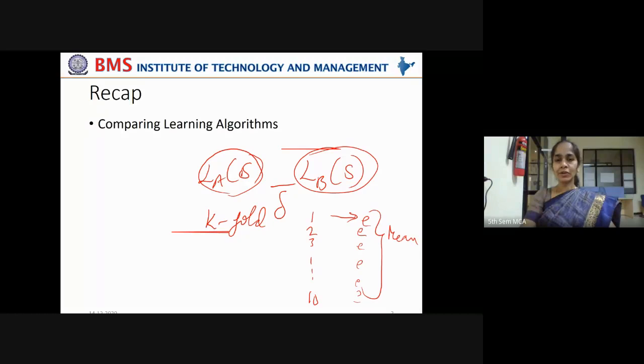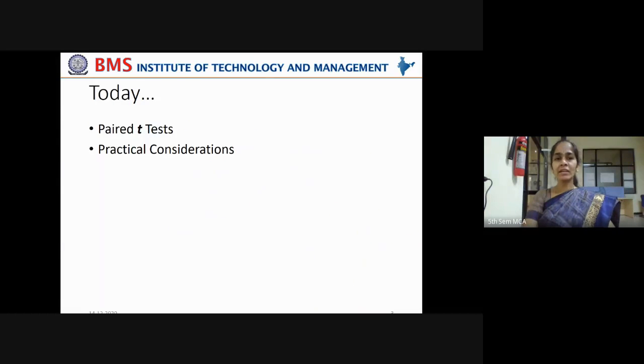Okay, now based on that delta bar, we should be able to calculate the confidence interval within which the difference between these two learning algorithms performance fall into. Okay, this has been elaborately discussed in your previous class. Now in today's class, we are going to discuss paired t-tests and the practical considerations underlying that.